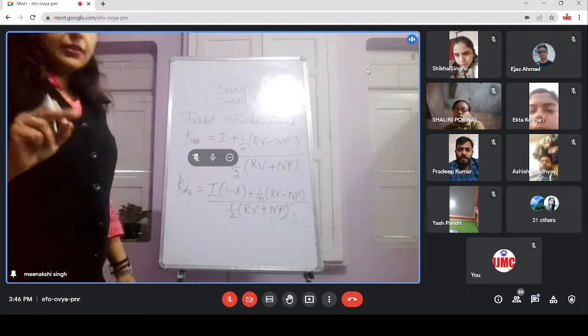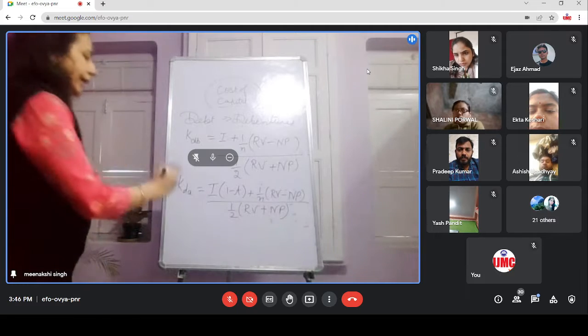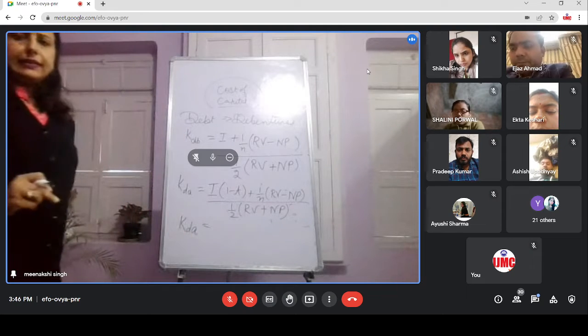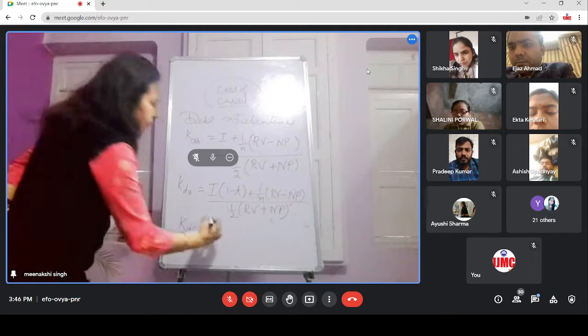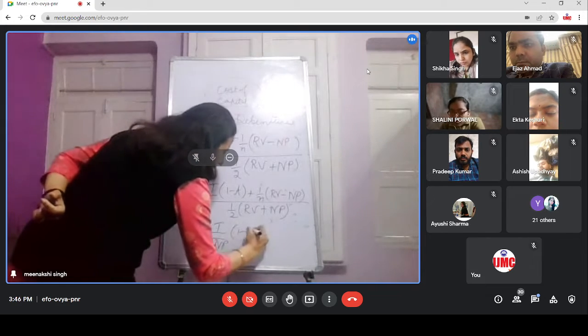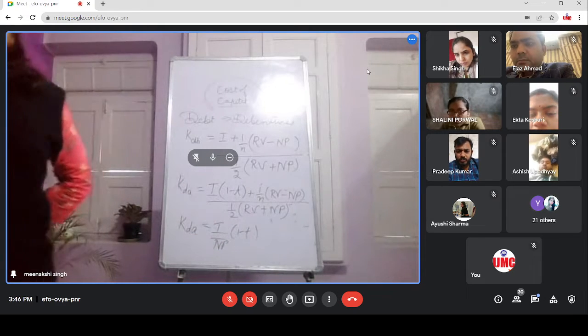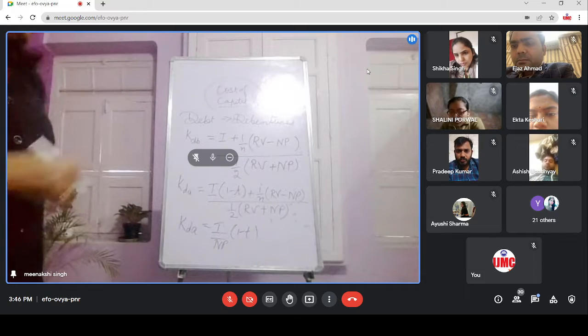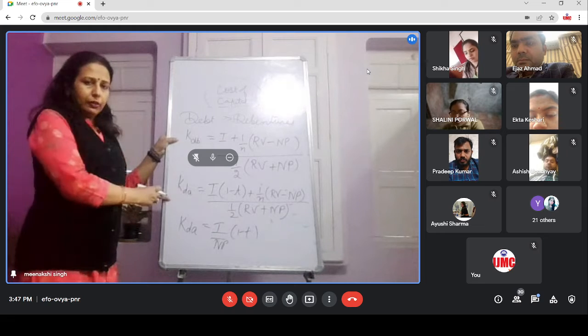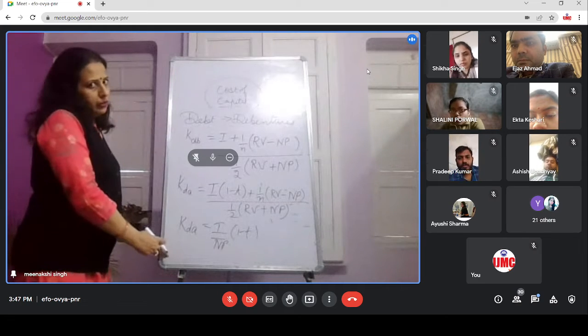Somebody asked in the question, can we write this? Yes, if we directly call it cost of debt after taxes and it is a perpetual one, then you can directly use this formula: I into net proceeds, 1 minus tax rate. Both formulations can be used. This is for the redeemable one and this is for the irredeemable.